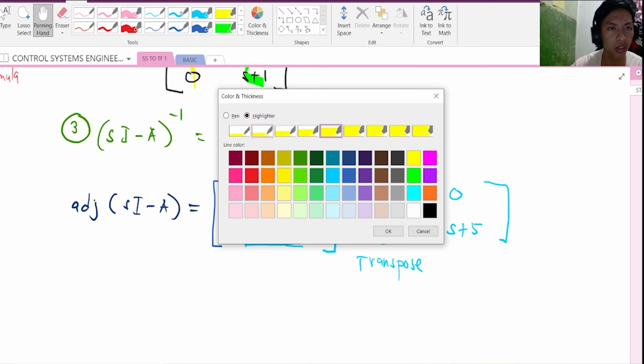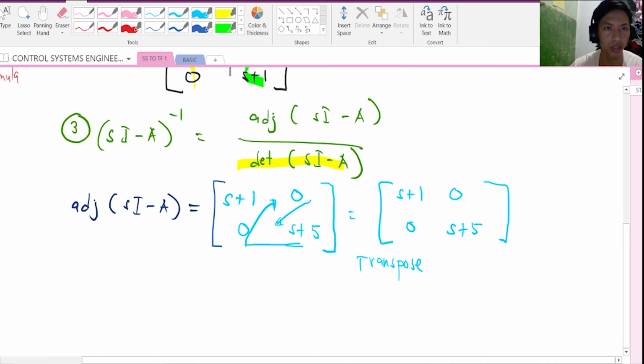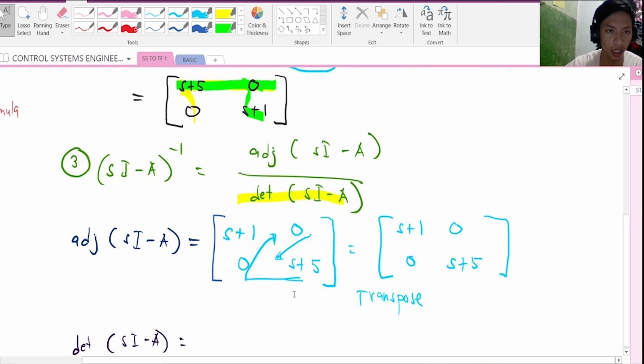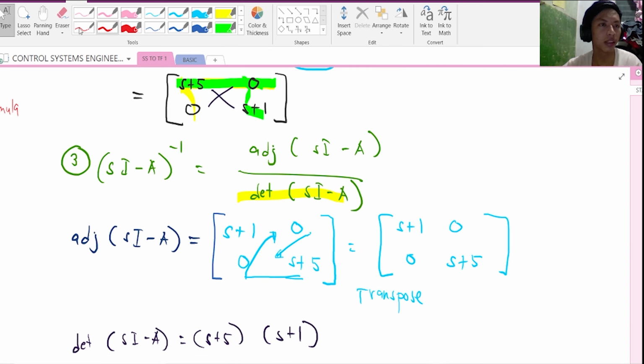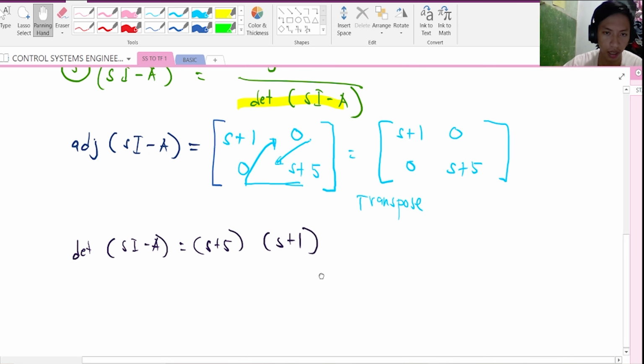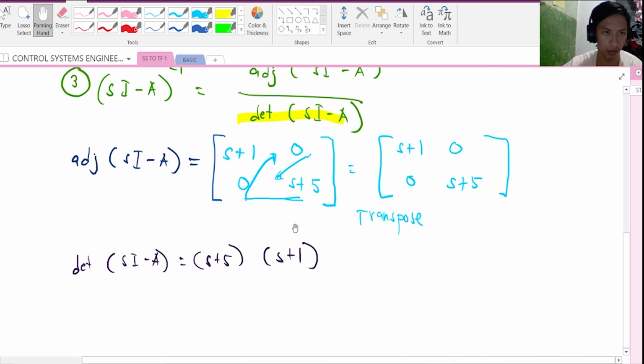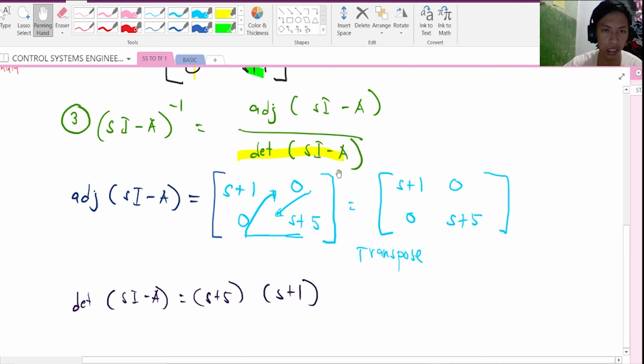I know you already know this, so this will be quick. The determinant of sI minus A would be this one. So (s plus 5)(s plus 1) multiplied. I'm not going to expand this because it is much easier this way. And now we're just going to rewrite it this way.